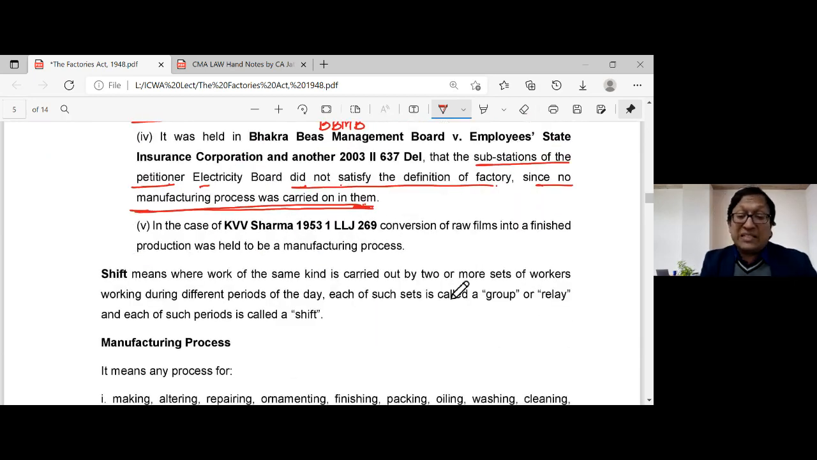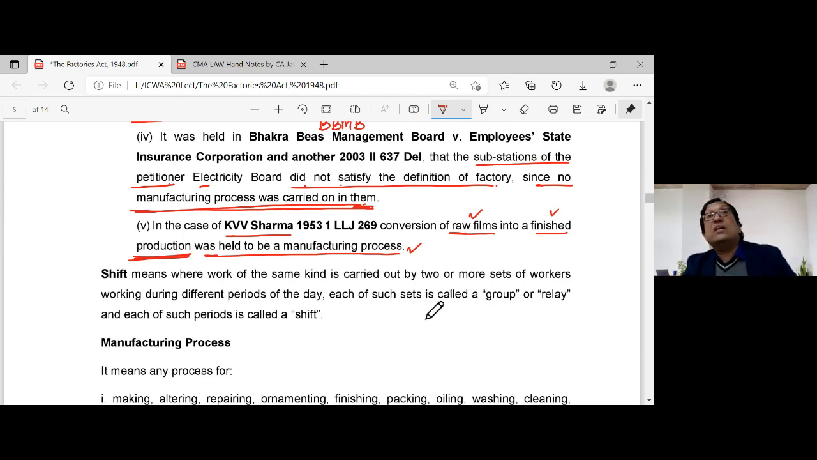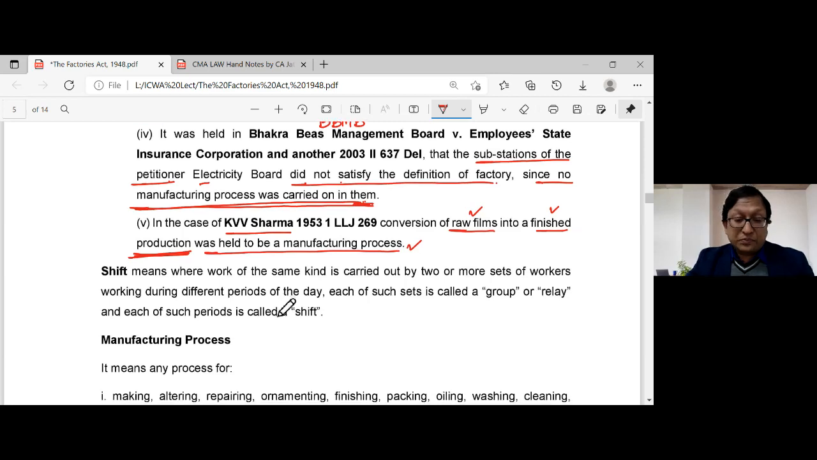There is one more case, that is KVV Sharma, where the conversion of raw films into finished production. Like first of all, the people are clicking photographs and then they will convert it into a film. So there are raw films and they will convert those raw films into finished production. It was held to be a manufacturing process. Yes, this is a manufacturing process. So these judgments will help you in explaining two most important terms. One is manufacturing process and second is factory in this Act.